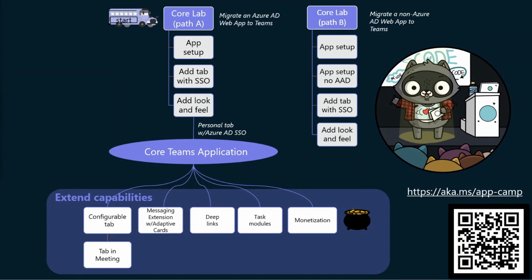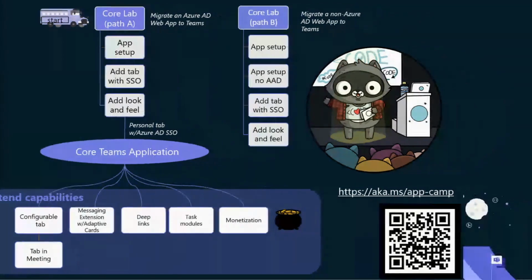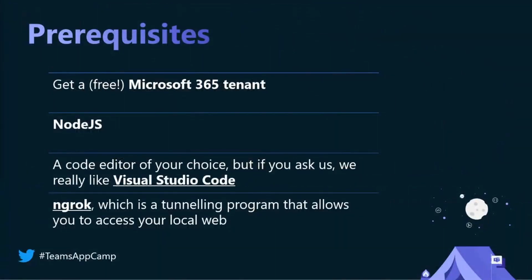And then from there, you can extend, kind of in a choose your own adventure style, to show configurable tabs, meeting apps, messaging extensions, and all these other options, not the least of which is monetizing your application. The prerequisites for this are extremely light. Basically, you can get a free Microsoft 365 tenant.